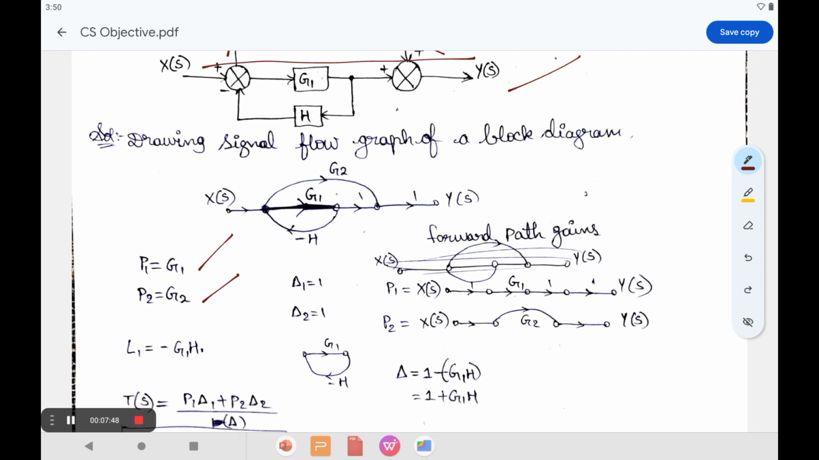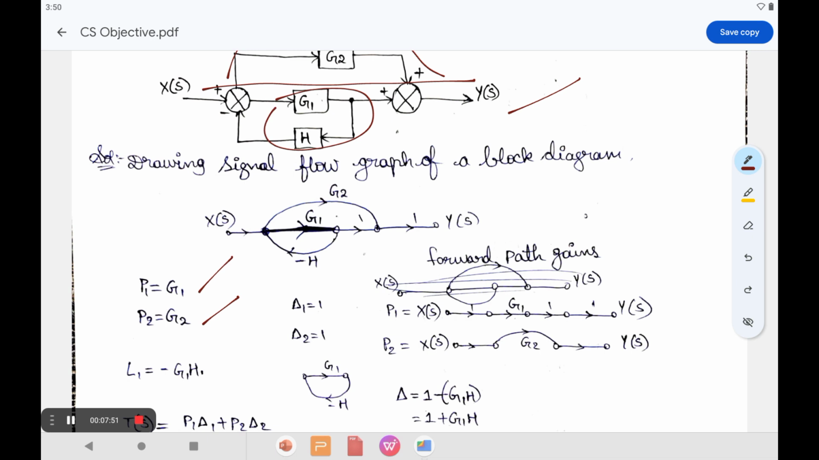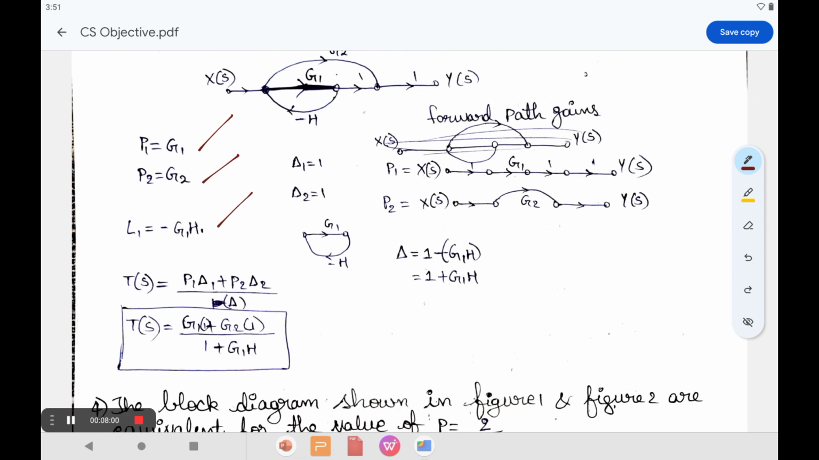So there is one loop. This forms one loop, so then you will get like this. Moreover it is a negative feedback. Therefore G1 into H. So by using the signal flow graph, since you already have an idea of the model, T of S is equal to P1 into delta 1 plus P2 into delta 2 divided by delta. Therefore delta is equal to 1 minus individual loops plus two non-touching loops. Here there is only one loop, obviously no issues. Therefore G1 and G2 are the forward paths. 1 plus G1 into H. So this is also one way of finding the solution for this one.